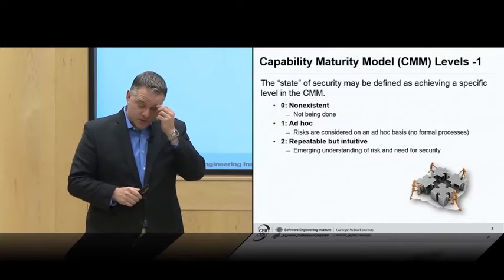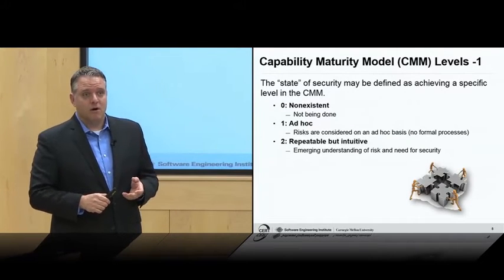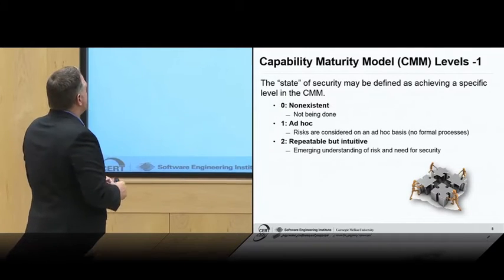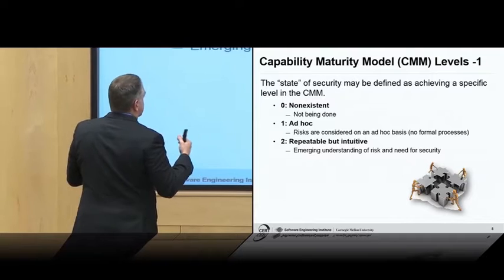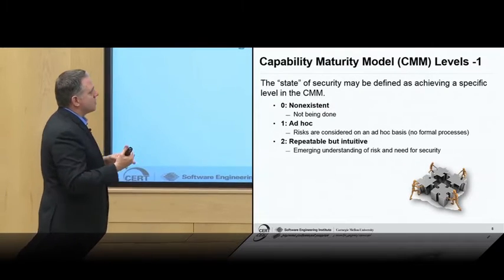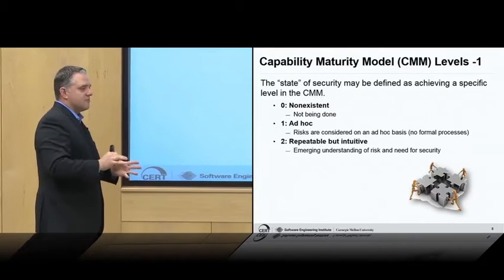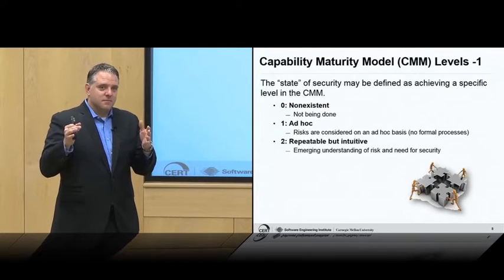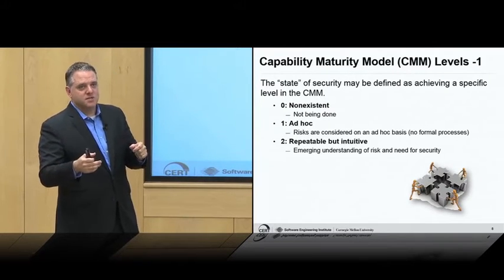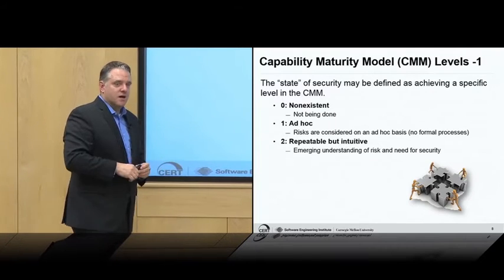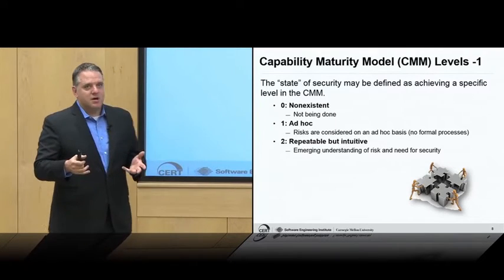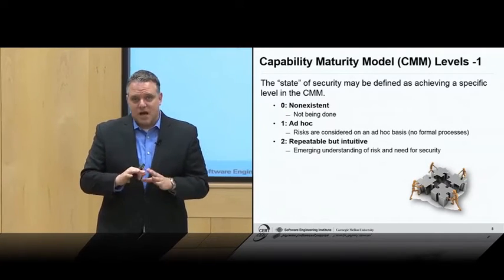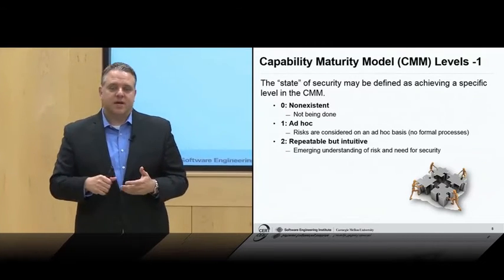So if you look at the actual CMM levels, there are 6 levels here, if you count 0. And so the state of your security process, or the state of your resiliency, or the state of actually whatever process you're trying to measure here, can be expressed in terms of these maturity model levels. If you're at maturity model level 0, you're not doing it. Not doing it at all, not even considering it.